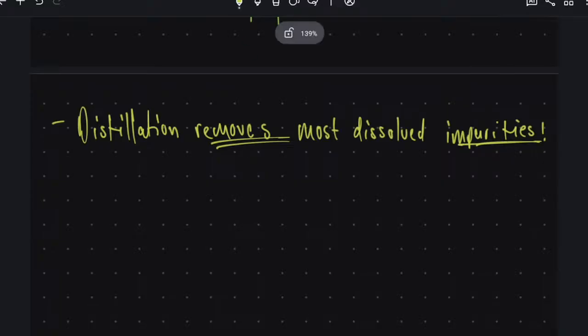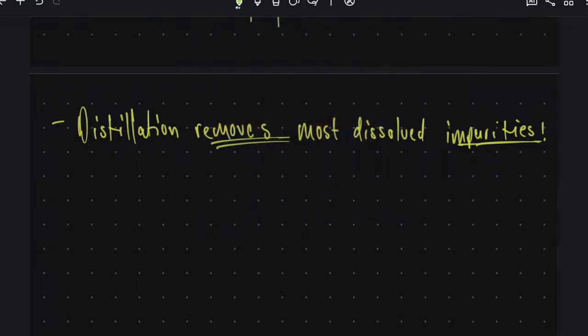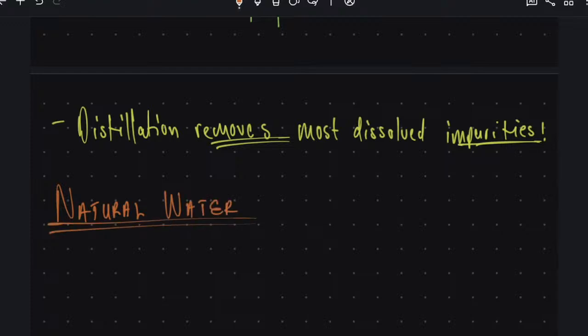Now, here is something which a lot of people confuse, which as scientists you must know. Natural water. I did not say pure water. Pure water has no impurities. I didn't say that. This is natural water. People confuse this with pure water. No.